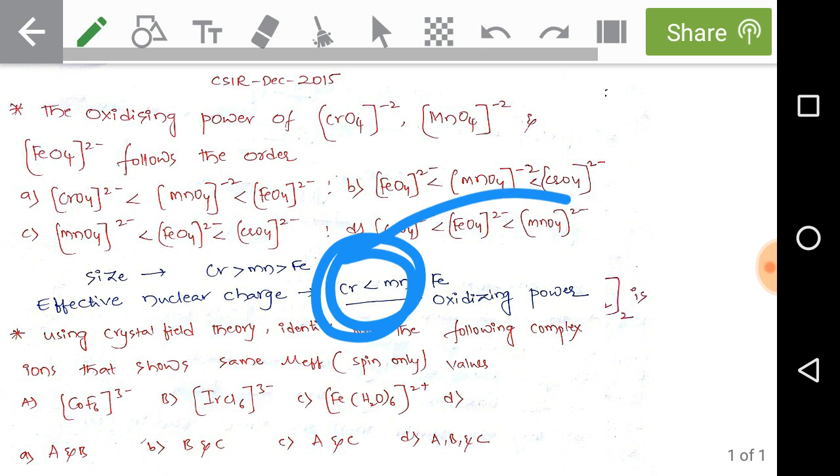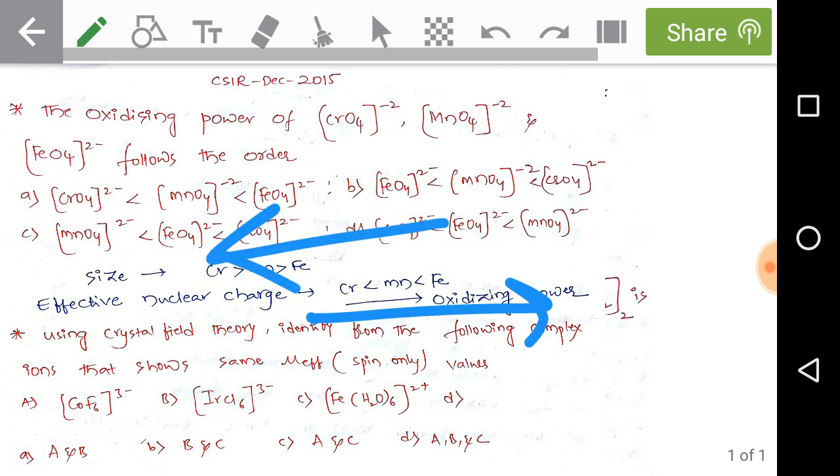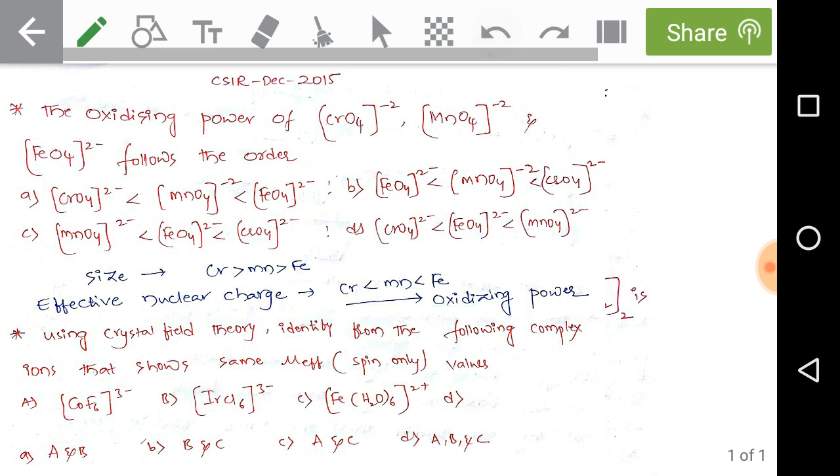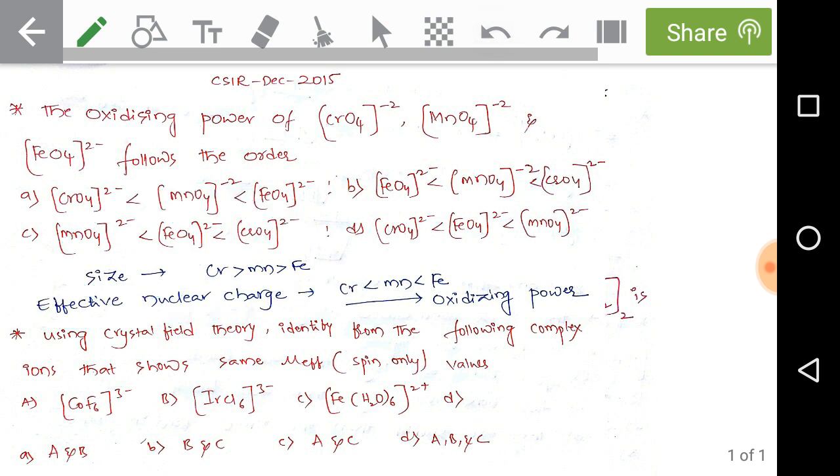That means it is ready to accept electrons from others because of the higher effective nuclear charge on that small-sized metal or species. So the oxidizing power is opposite to the size in this series. Iron has greater oxidizing power than manganese, than chromium. Why? Just considering effective nuclear charge, which comes from size. So we need to think logically and go to the basics of chemistry.